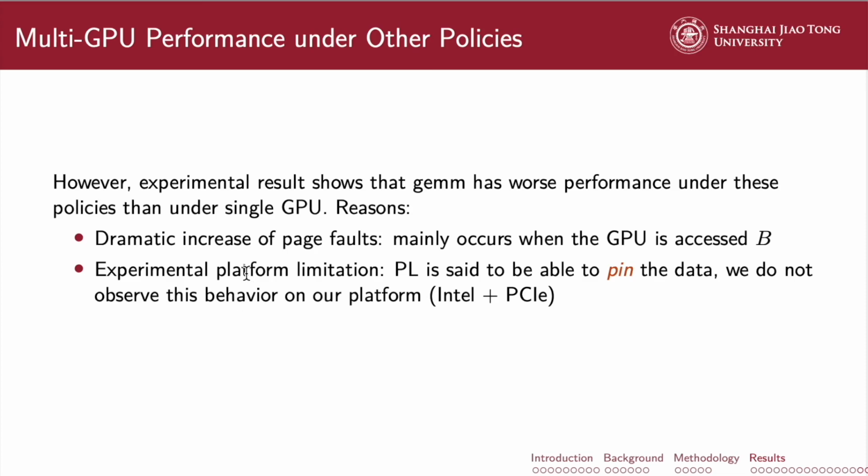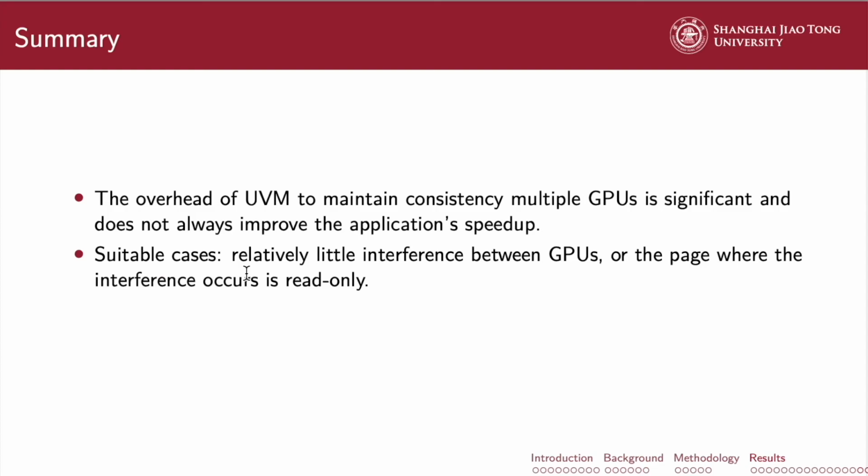And in summary, UVM is not always good on multiple GPU systems. To make it useful, a job needs to have enough thread blocks to utilize the GPU's computation capacity, and have little memory interference between GPUs. All the interfered pages are read-only.